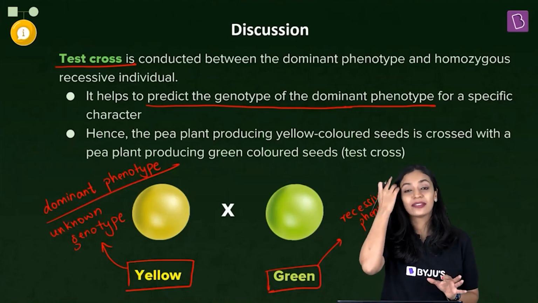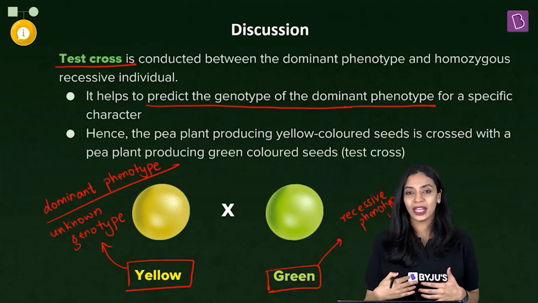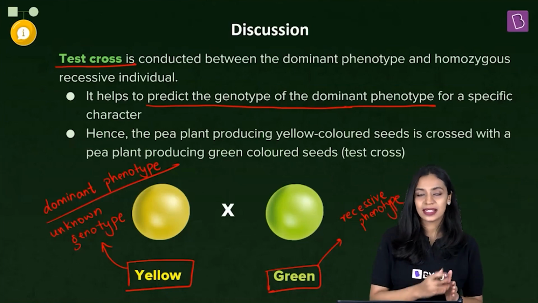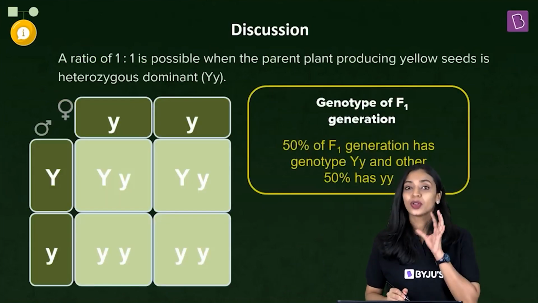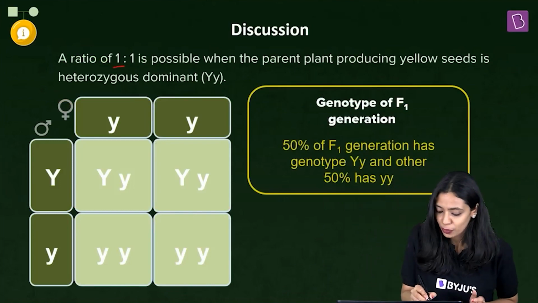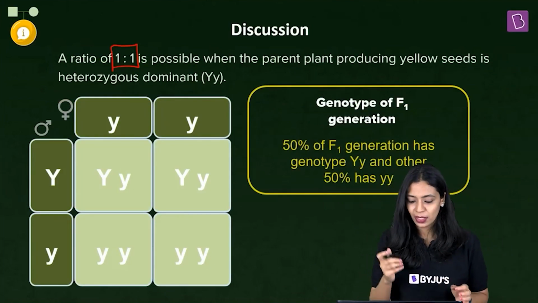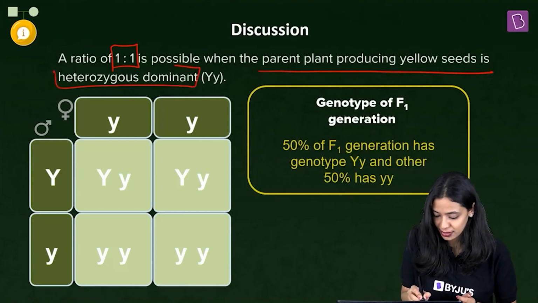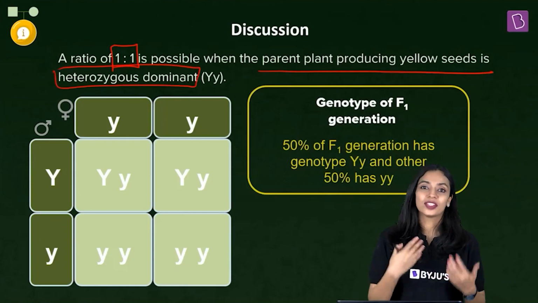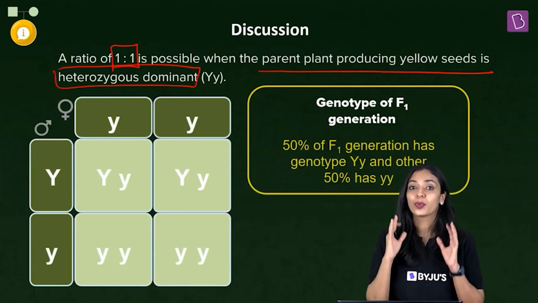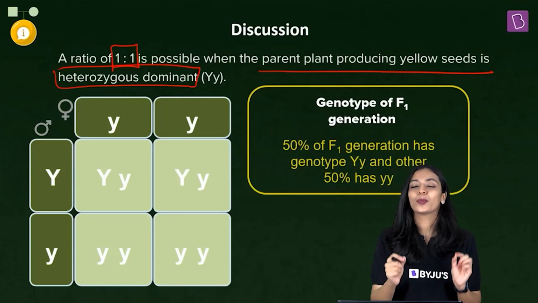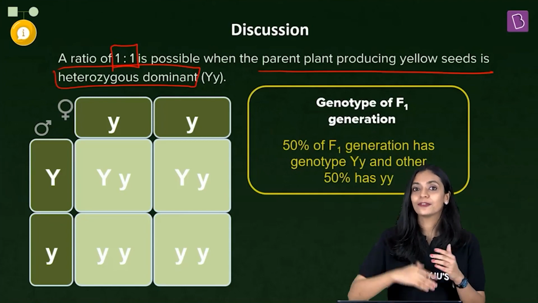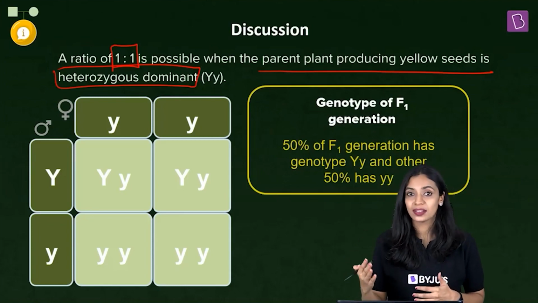In the question, it was given to us that in the resulting offspring, there was a 1:1 ratio of plants that produced yellow colored seeds and green colored seeds. In order to obtain a ratio of 1:1, that is possible only when the parent plant that is producing yellow colored seeds is heterozygous. Remember, we don't know its genotype. It could be homozygous or heterozygous. But what I'm trying to tell you here is, if you have obtained a 1:1 ratio in the offspring, that is possible only if the parent plant that is producing yellow colored seeds is heterozygous.